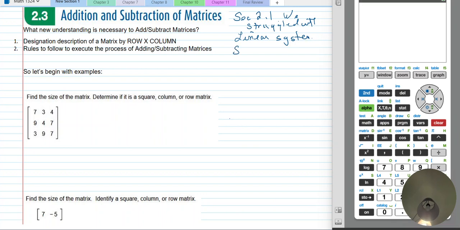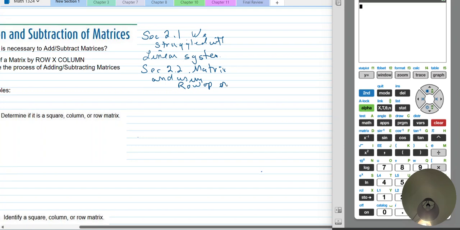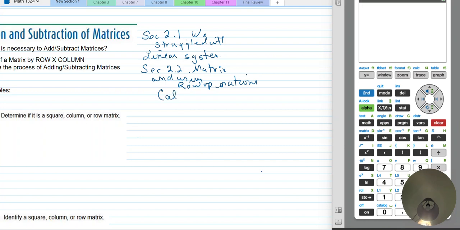And then in section 2.2, we learned about a matrix and using operations on it. And that was good. Much easier. We did learn about our calculator for a matrix, entering a matrix.